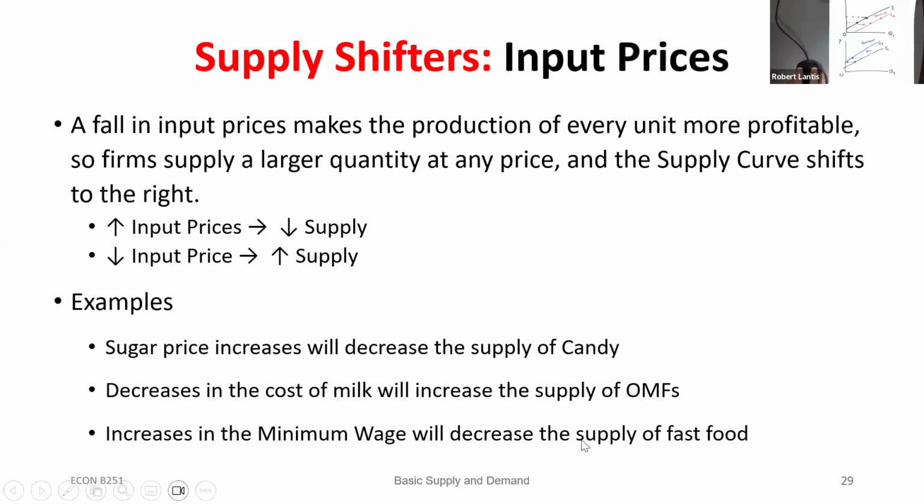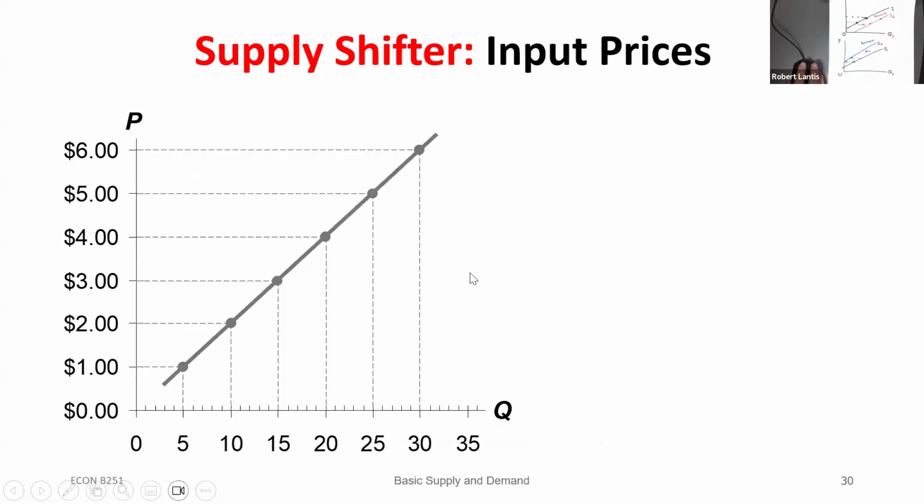They're actually going to decrease their supply. Okay. So just kind of a slightly different input price, right, of minimum wage. These ones I think are a little easier to think about, like, I need sugar to make candy, I need milk to make a frappuccino, etc.